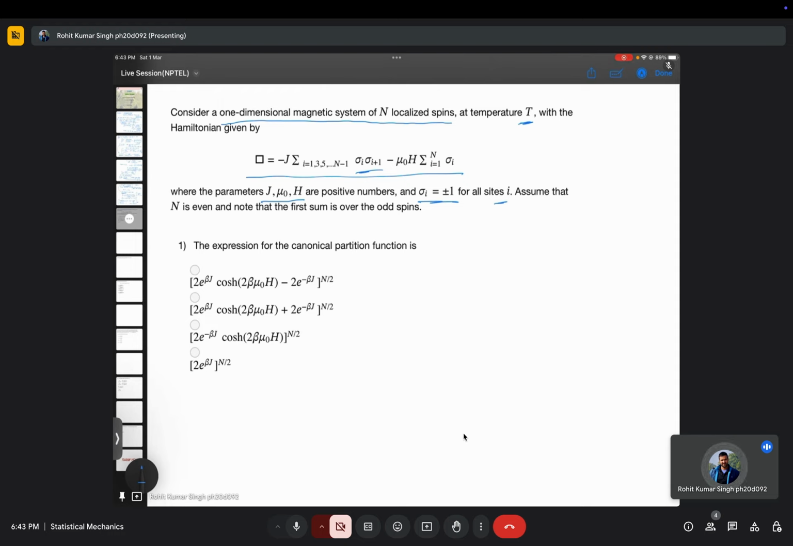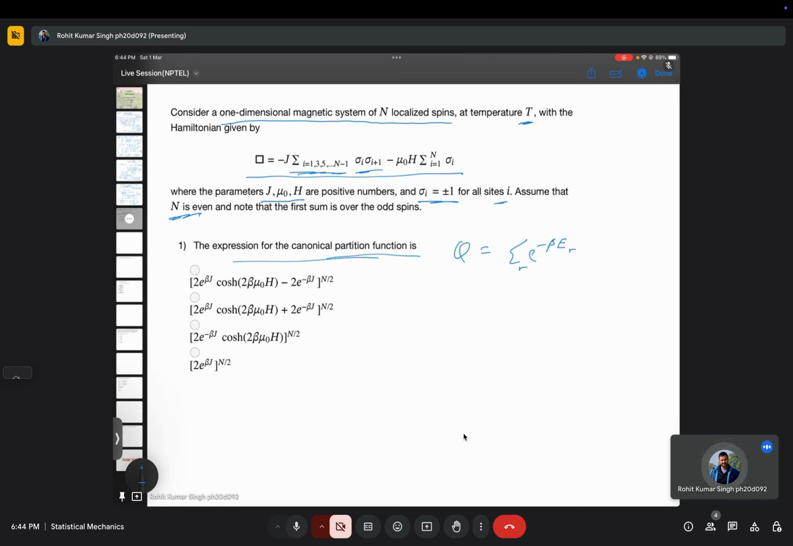Now assuming that n is even, so there are an even number of spins, and you note that this sum is over odd spins. We have to find the expression for the partition function for this system. So how to do this? First of all, let's write the expression for the partition function. This is just this quantity, right?